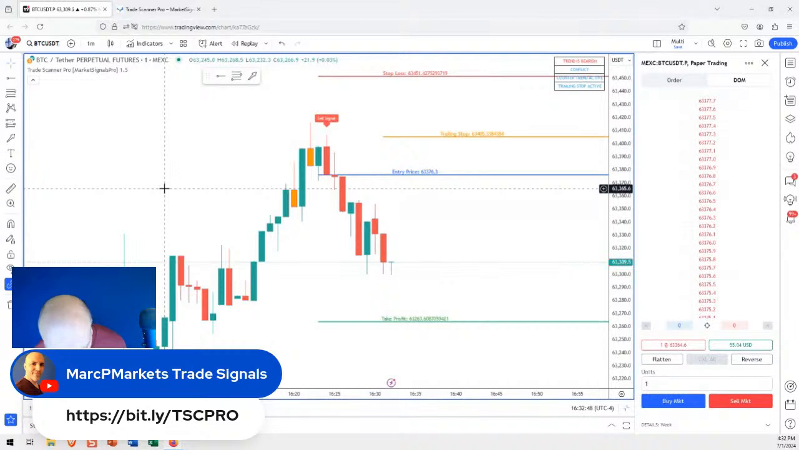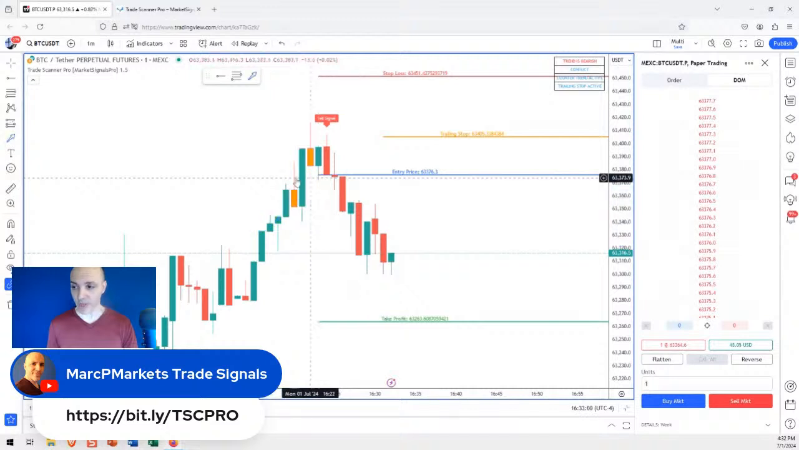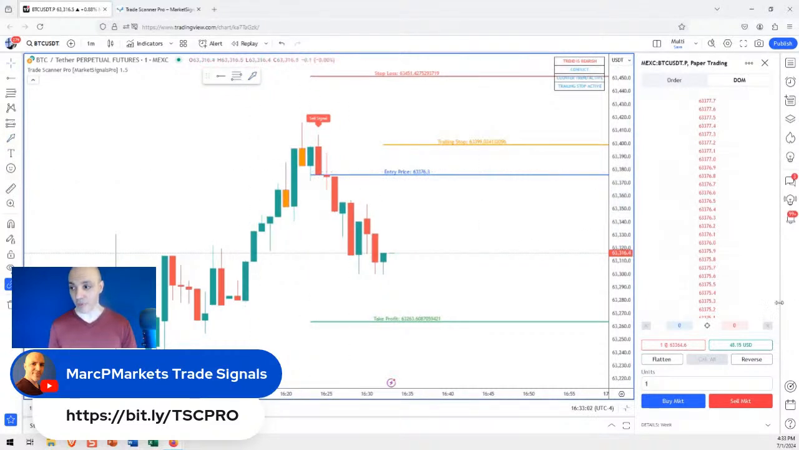It's 0, risk-free. Yes, you guys are correct. I may have messed up the math. Hold on. But if my trailing stop reaches my entry, I have a risk-free trade. The risk is 0 at that point.